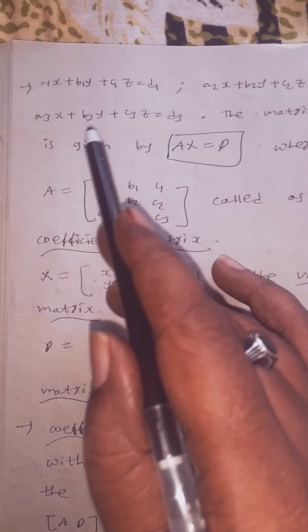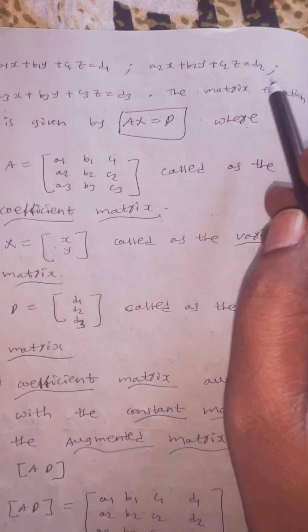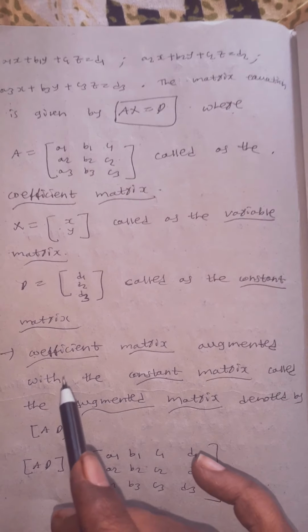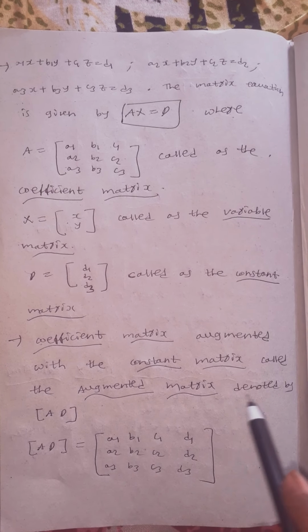So here a1x plus b1y plus c1z equal to d1, a2x plus b2y plus c2z equals d2, a3x plus b3y plus c3z equal to d3. The matrix equation is given by AX equals D, where A is a 3 by 3 square matrix called the coefficient matrix, X equals x, y, z called the variable matrix, D equals d1, d2, d3 called the constant matrix.